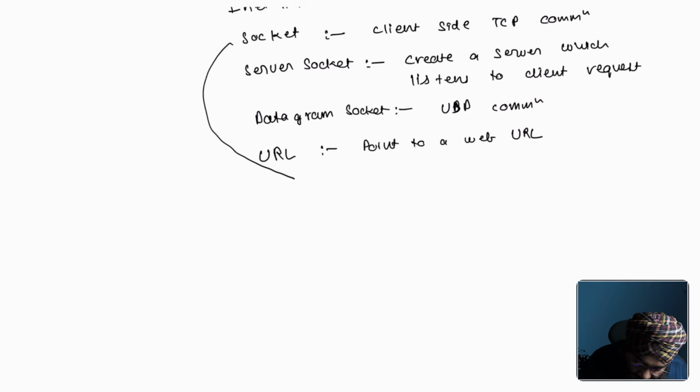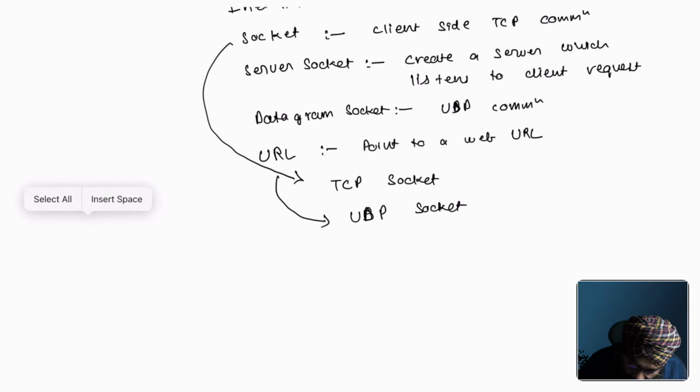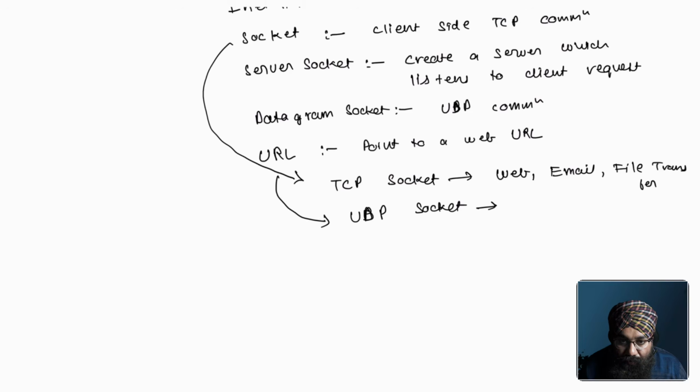So sockets can be of two types. We can create a TCP socket if we want to do TCP communication, or we can create a UDP socket. TCP is good for web browsing, email, and file transfer. UDP is better for video streaming and online gaming, because it is faster than TCP, although not reliable. So let's learn about these things with code examples as well.